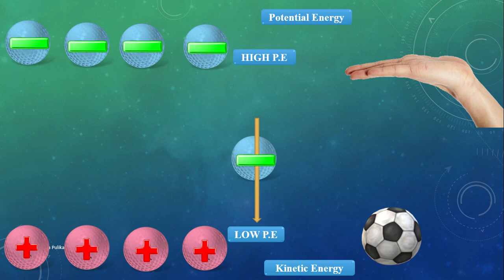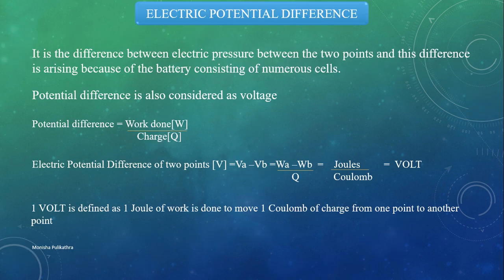So what is this potential difference then? It is the difference in electric pressure between 2 points, and this difference arises because of the battery consisting of numerous cells. Potential difference is also referred to as voltage. So what you call voltage is also potential difference.